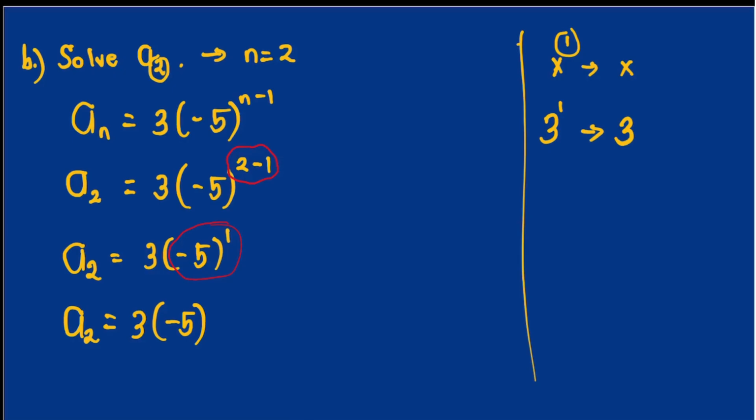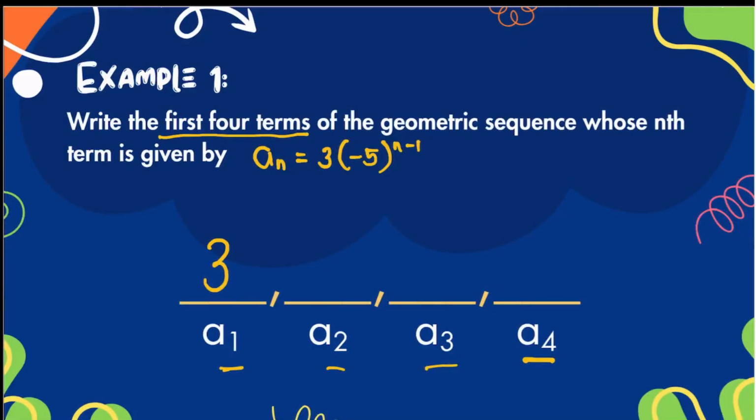So, ngayon, pwede na nating i-multiply yan. So, 3 times negative 5, negative 15. So, a sub 2 is equal to negative 15. The answer is a sub 2 is equal to negative 15. Okay? So, this is now negative 15. So, dalawa na lang. So, we have a sub 4. Let's solve a sub 4 at saka a sub 3.